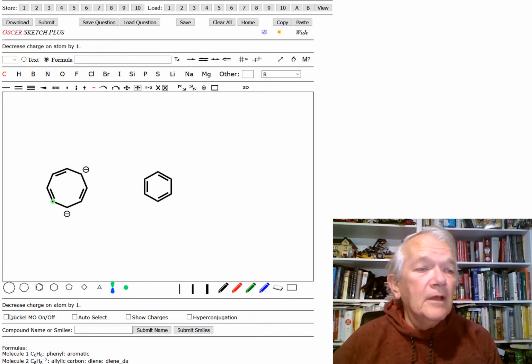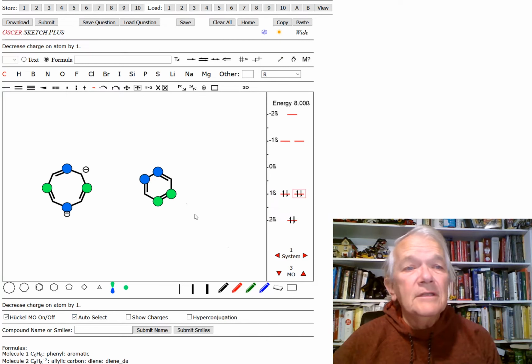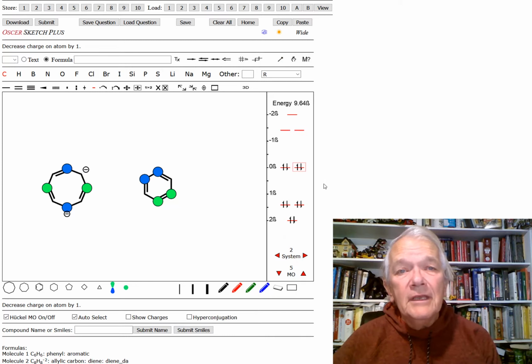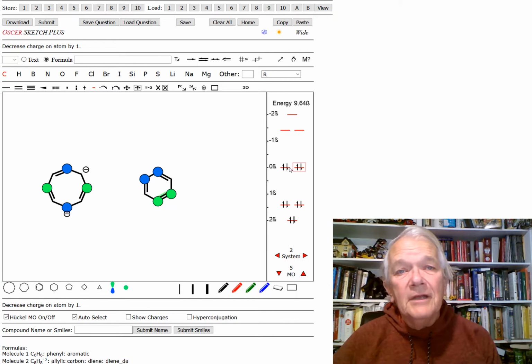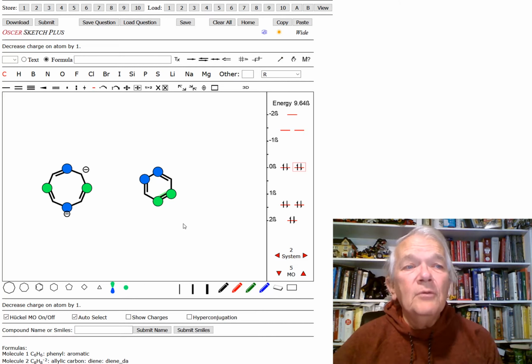So now if I turn on Hückel in this dianion, you'll see now the system 2. Now you can see this is filled again. So this again is a Hückel rule because everything is filled. Now this molecule as a dianion is still reactive because those electrons are up high there. But it's much less reactive than it would be if we arbitrarily turn this into a non-cyclic system.